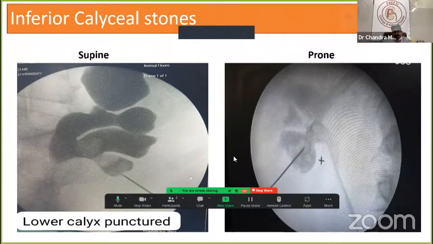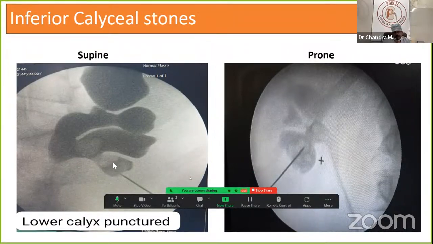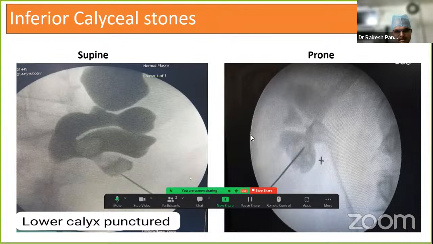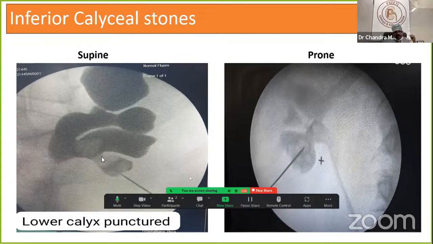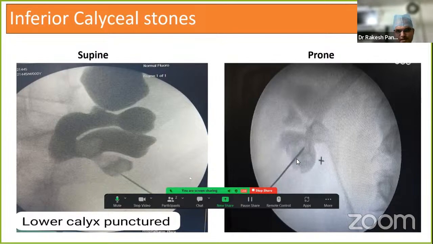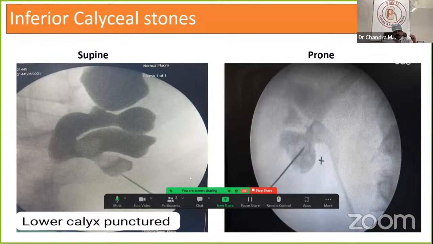So here there is an inferior calyceal stone. So both can be done. Here you can see, sir, in supine PCNL, there is a clear lateral part. We can puncture it and we can clear the stone. Same is good in prone anyway. The iliac crest will not come in view. We can puncture directly and clear the stone. So coming to the next case.